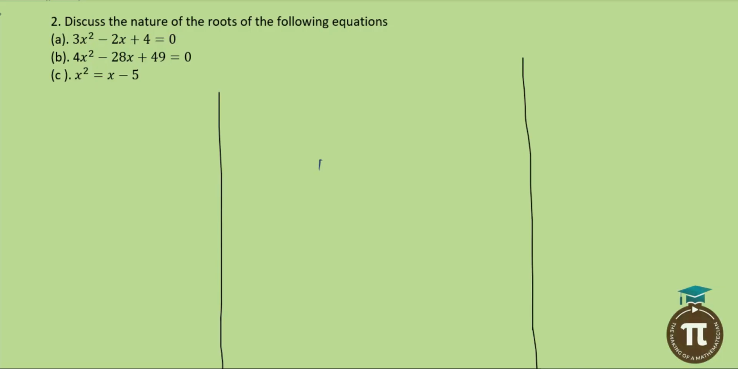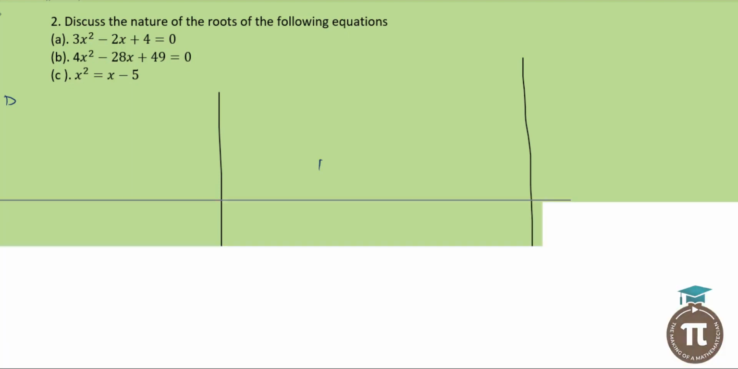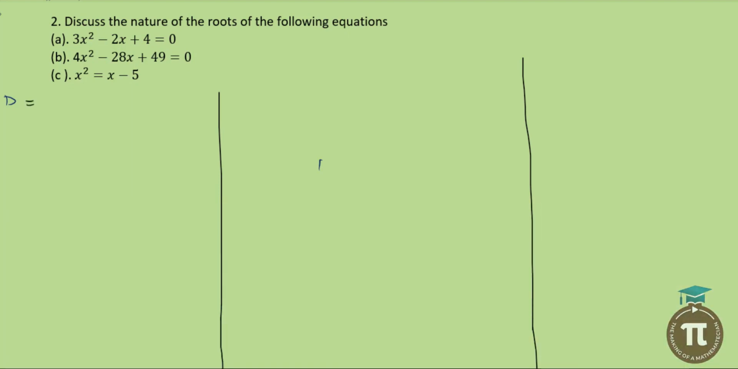The second question says, discuss the nature of the roots of the following equations: A, 3x² − 2x + 4 = 0, B, 4x² − 28x + 49 = 0, and C, x² = x − 5. Of course, don't forget I told you before that whenever you want to talk about the nature of the roots of an equation, you just have to talk about the discriminant, b² − 4ac.